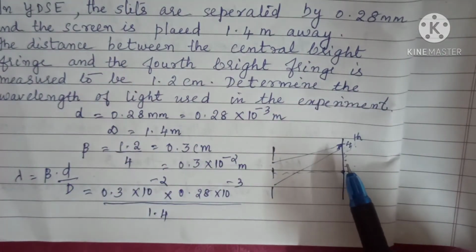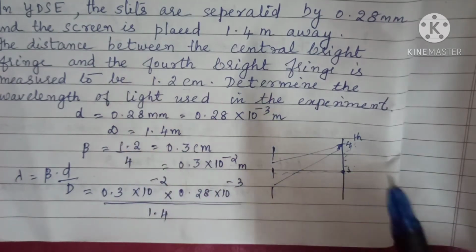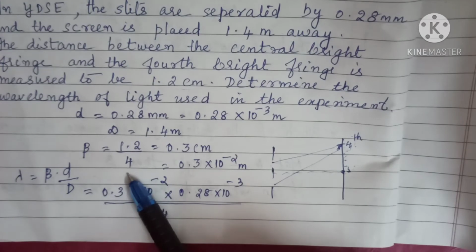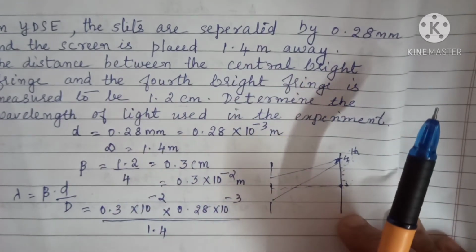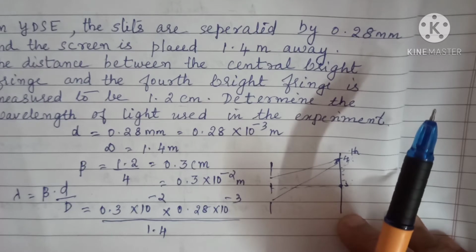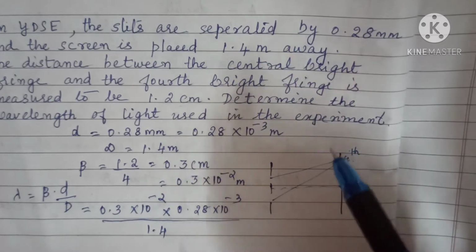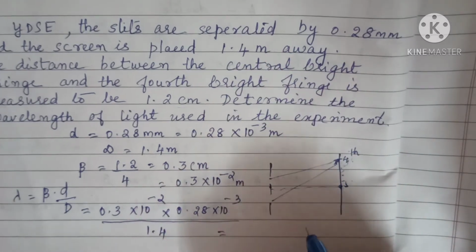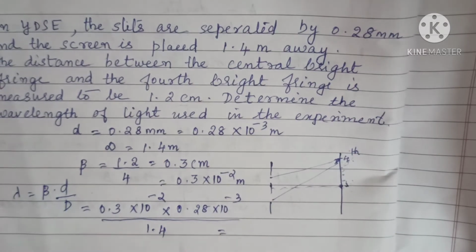Okay, understood? How can we take this relation? Only because each band or the fringe is of equal width. Otherwise we can't take that. So beta equal to 1.2 by 4. If it is 6th, it means 1.2 by 6, isn't it? Now after substitution, you have to find the answer. Find the answer and write the unit also. It's very important. Clear? So we'll move to the next question.